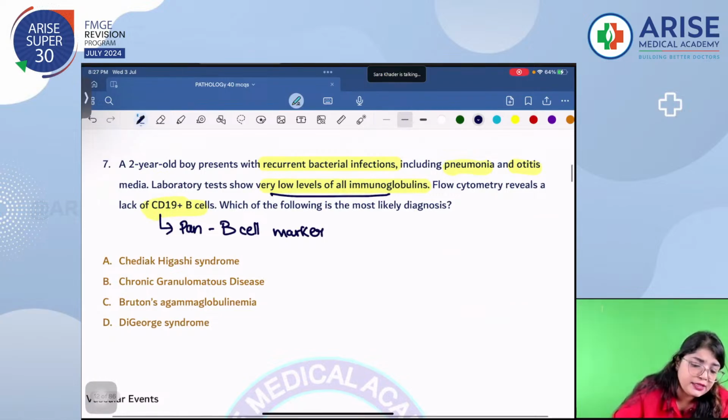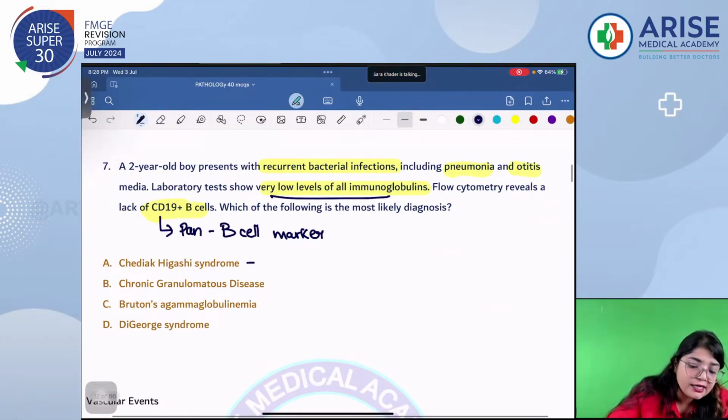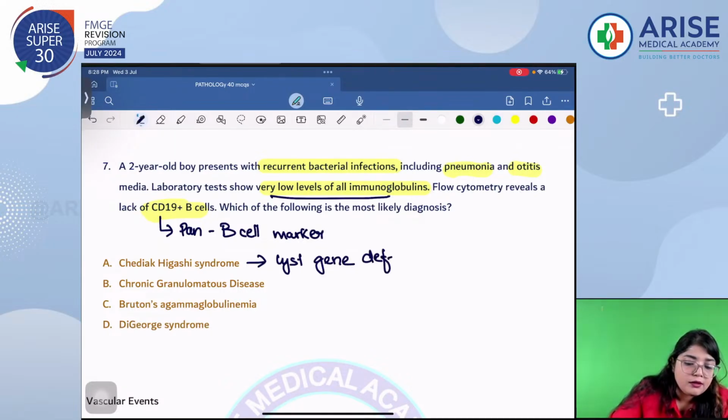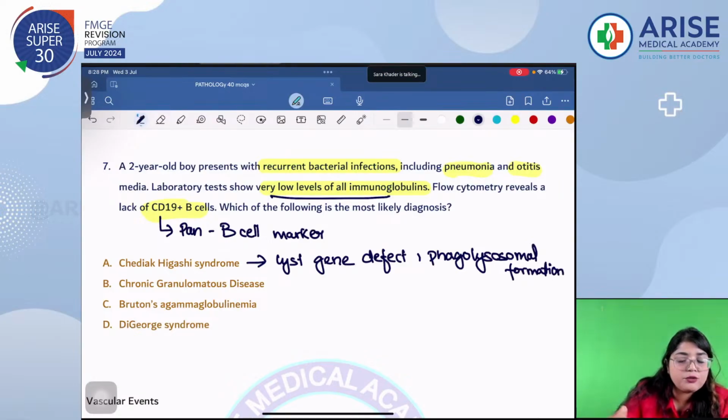So what must this be? Is it Chediak-Higashi syndrome, chronic granulomatous disease, Bruton's, or DiGeorge? Chediak-Higashi is a LYST gene defect, and here you have defective phagolysosomal formation. I think you are able to remember that there is CNS and developmental delay here, bleeding manifestations, recurrent infections, and also oculocutaneous albinism that you see in Chediak-Higashi.